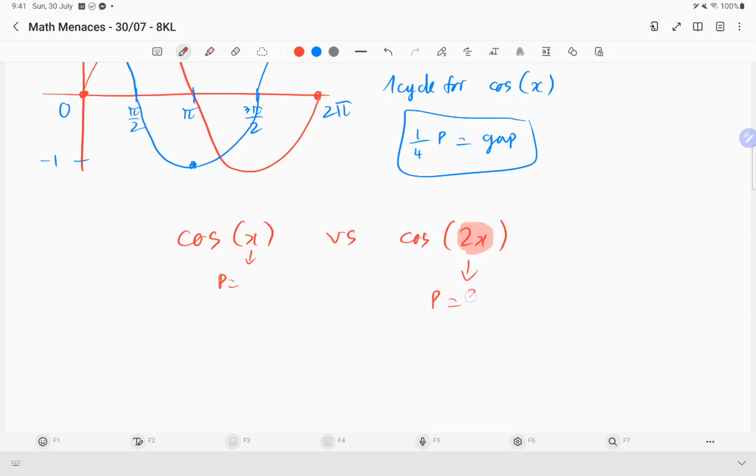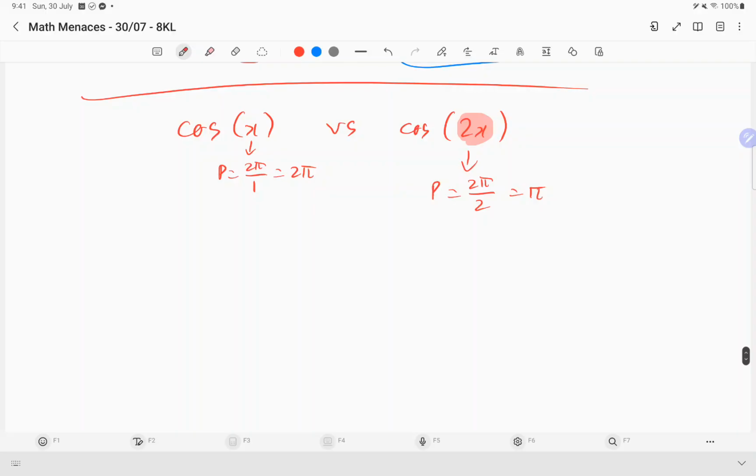What's the period now? The period is 2 pi over b. It's 2 pi over 2, which is pi. So what does it change when you have cos of 2x? Let's have a look. So the graph is still here. I'm just going to have 2 pi over here and then pi in the middle because we will need this bit here. So that's pi here.